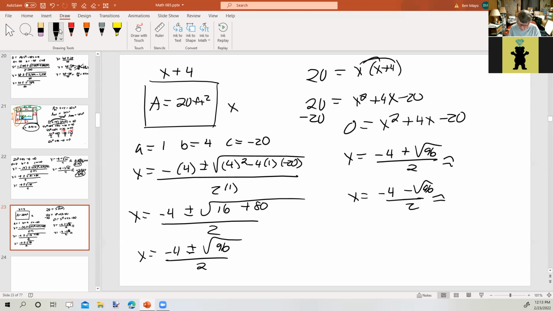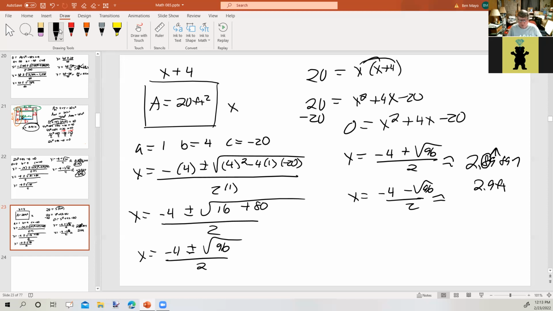Parentheses, negative 4 plus the square root of 96. Close up the square root, close up the whole thing divided by 2. 2.89897, etc. And it said to the nearest tenth of a foot. So the 8 would be in the tenths spot, the hundredths spot, the 9 would round up, so 2.9 feet.